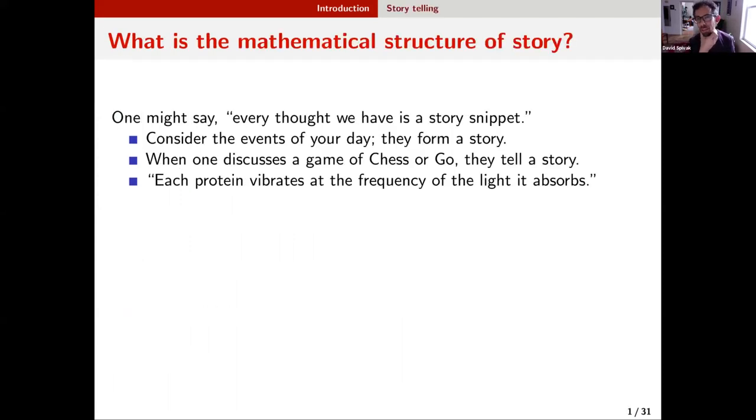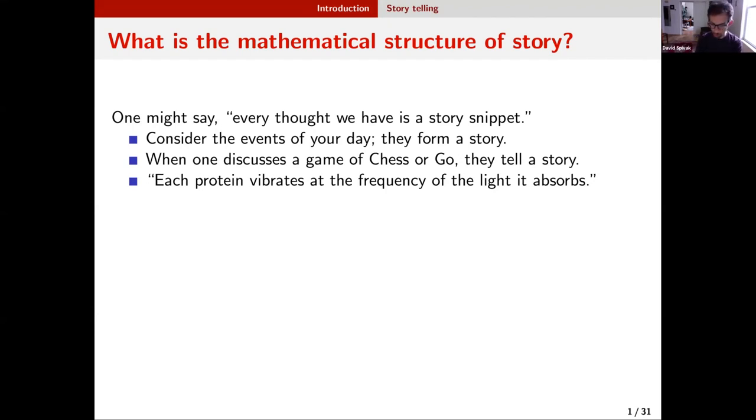Okay, so I'm interested in what the mathematical structure of story is. It seems to me that maybe every thought I have is a story snippet in some sense. Every slide in this talk will be a story snippet. If you think about the events of your day, they form a story. Or if someone's telling you about a chess game or a Go game, they're telling you a story.